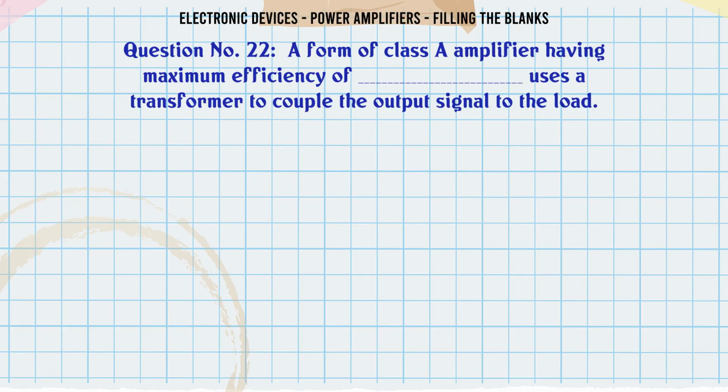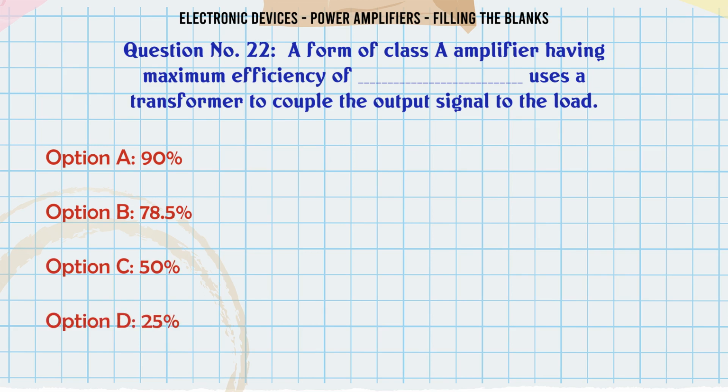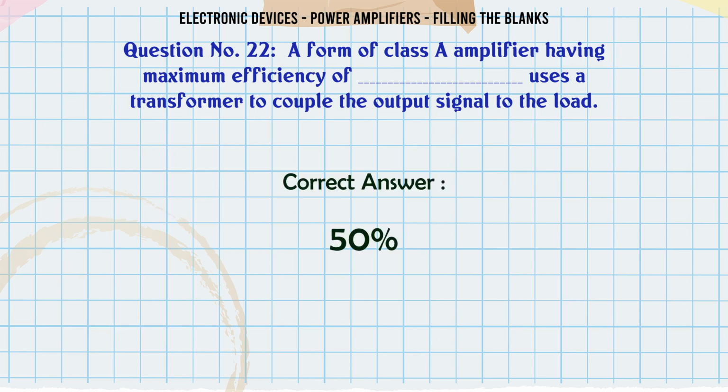A form of Class A amplifier having maximum efficiency of uses a transformer to couple the output signal to the load. A: 90%, B: 78.5%, C: 50%, D: 25%. The correct answer is 50%.